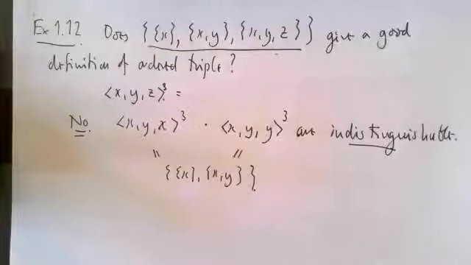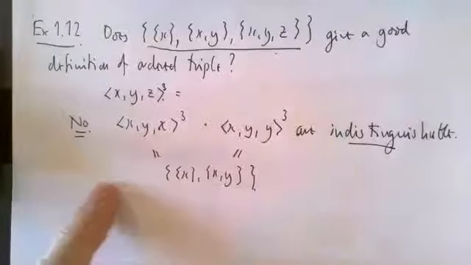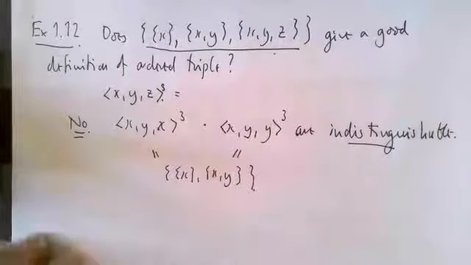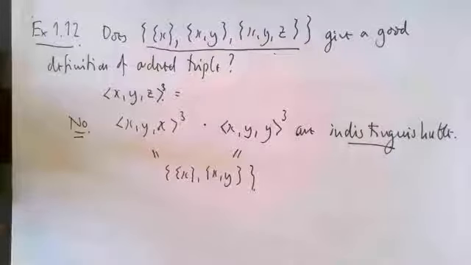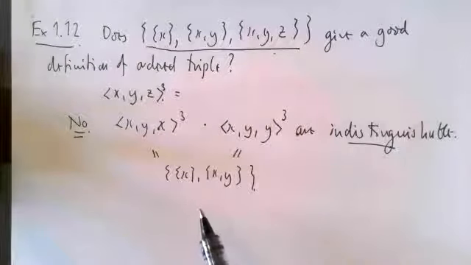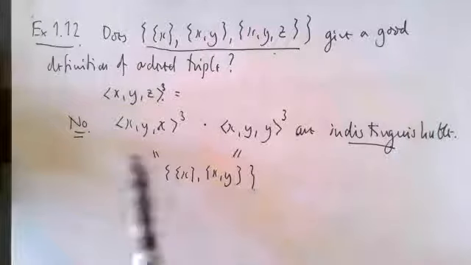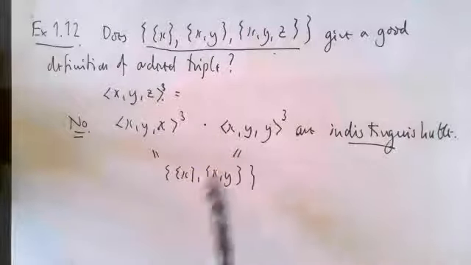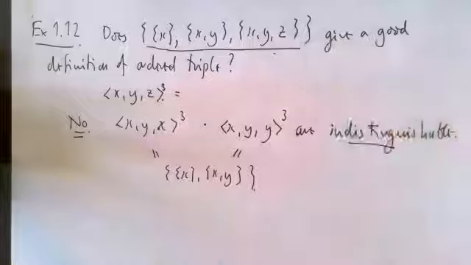So that's not going to be a good ordered triple. And the second part of the exercise is the same thing. There's another definition there of ordered triple, and that also fails for the same kind of reason. So the way to answer that is to give an example like this to show that it's not going to work. There are going to be two different things that we want to distinguish, but which the proposed definition does not distinguish.